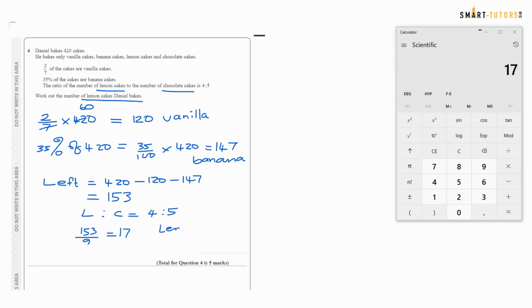Then they are asking to work out the number of lemon cakes. So lemon cakes are 4 portions. So lemon cakes are 17 times 4 portions, which is 68. So that is our final answer.